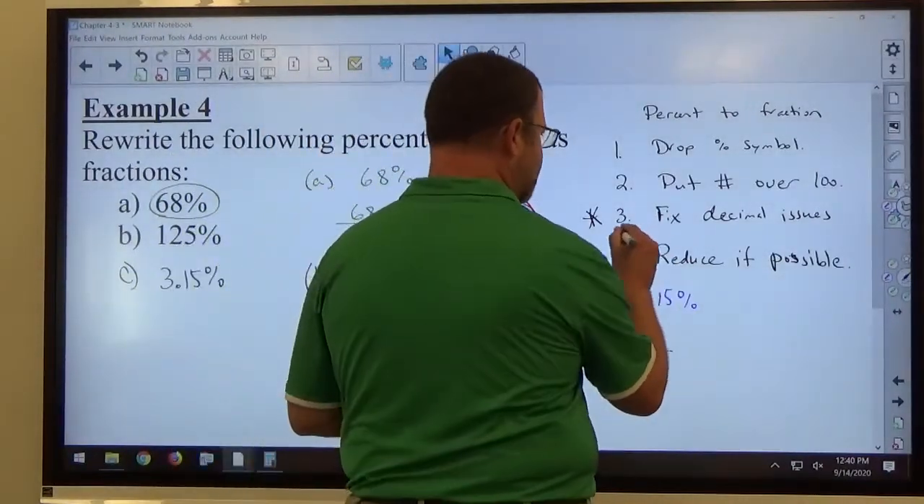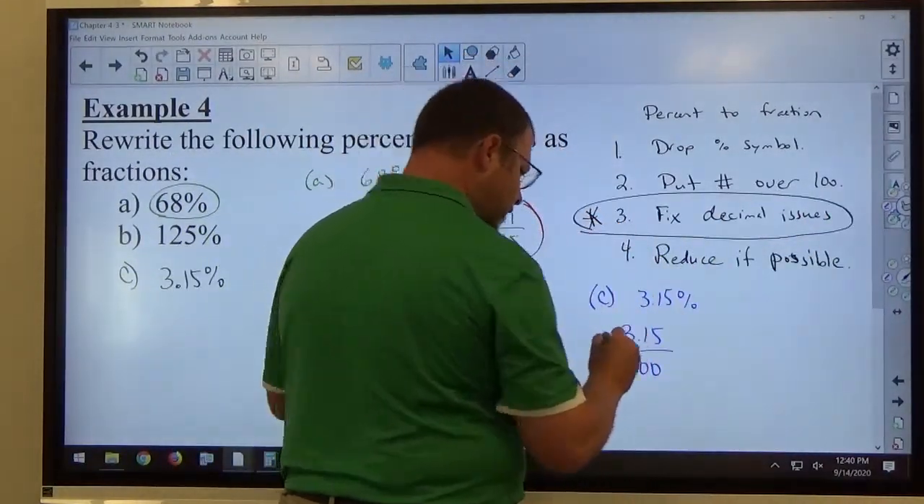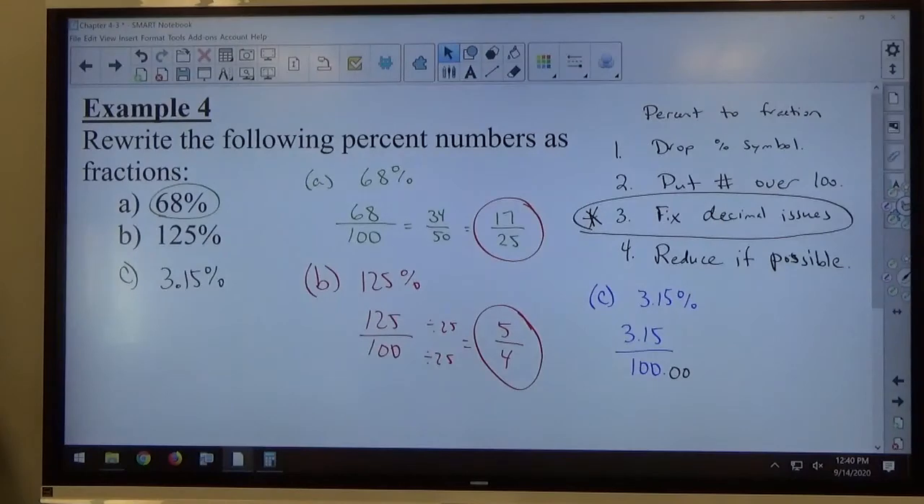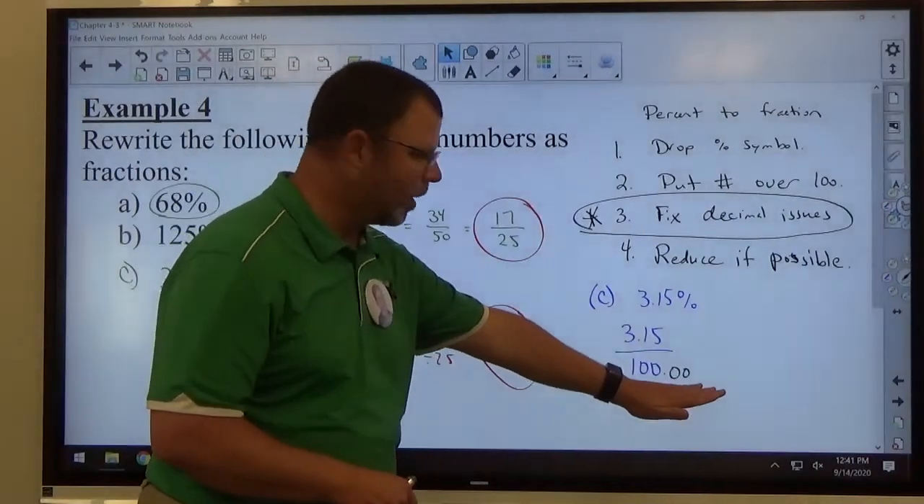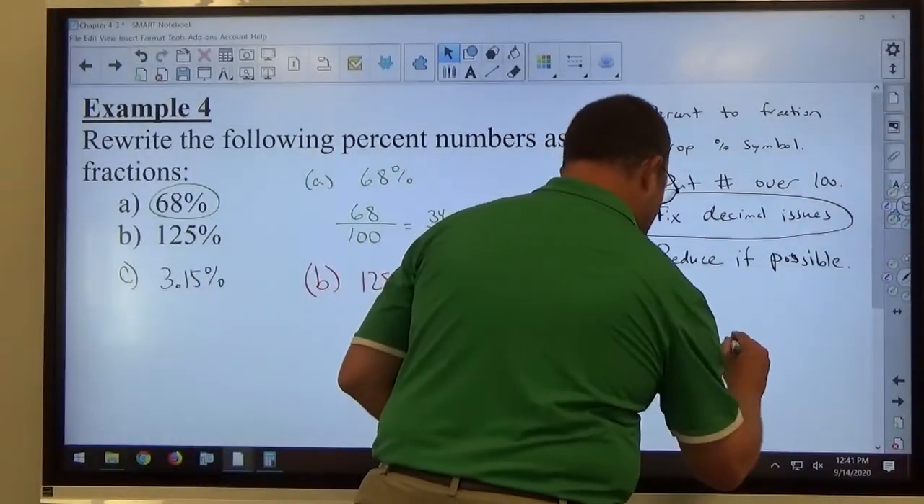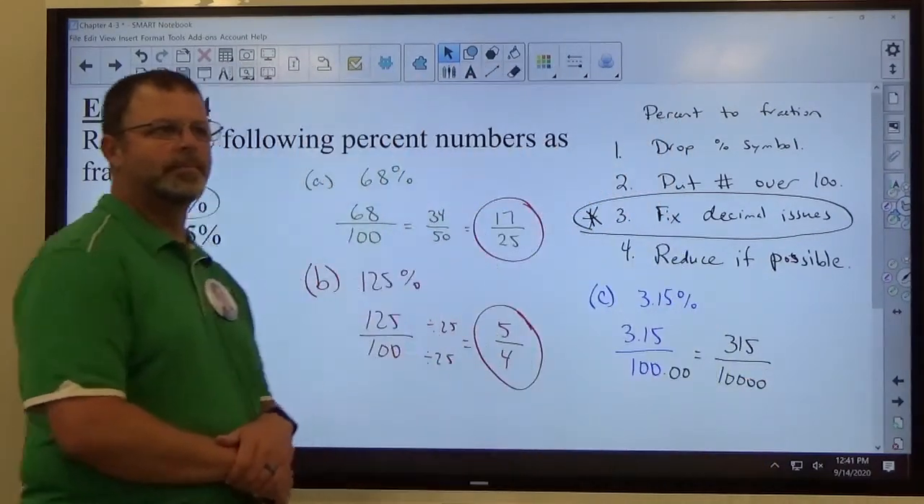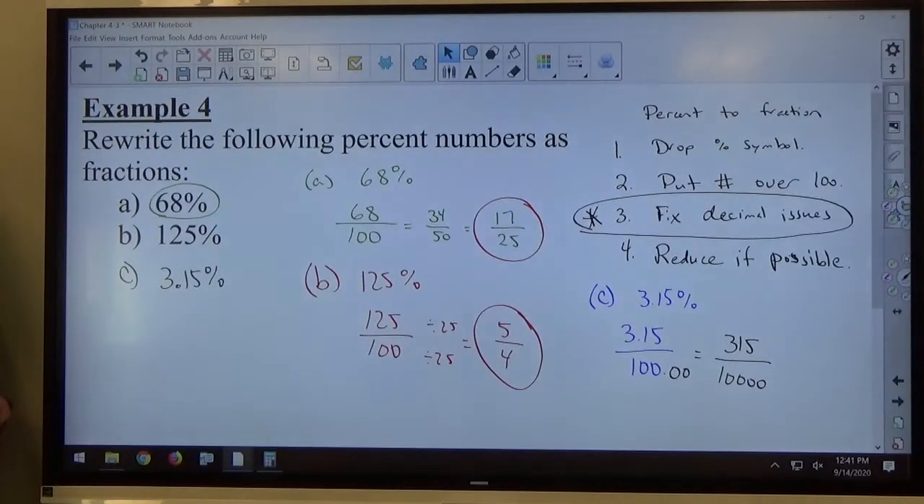To fix this, this is fixing decimal issues happening right here, live and in person. You want the top and bottom to have an equal number of decimal places. The top has 2, so put a decimal 00 on the bottom so it also has 2. You can put as many zeros as you want at the end, it's fine. Then, slide the decimals both over the same amount. So 3.15 had 2, 100 now has 2. Move them both over, it gets me 315 on top and 10,000 on the bottom. So 3.15 over 100 is the same as 315 over 10,000.